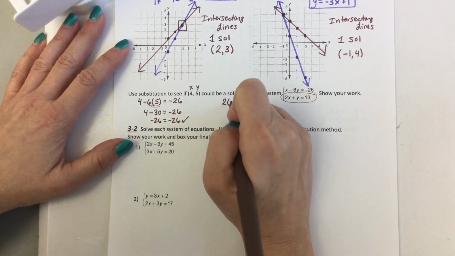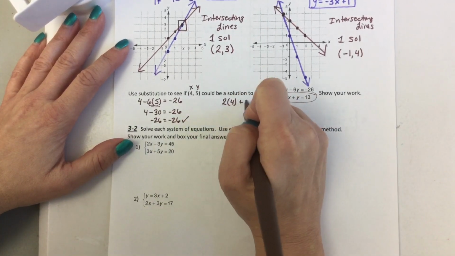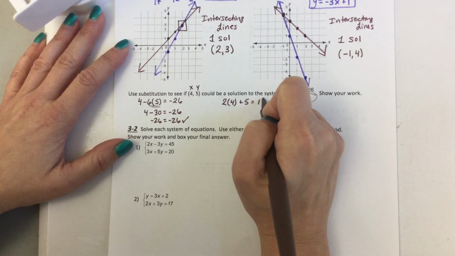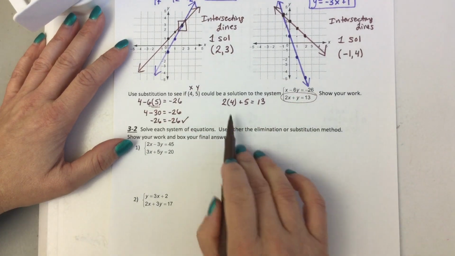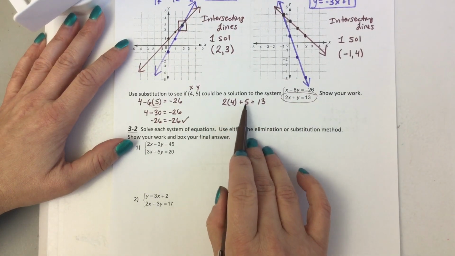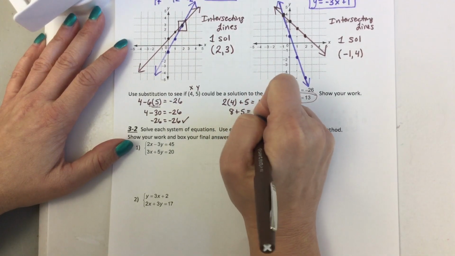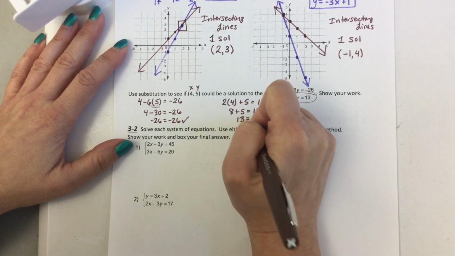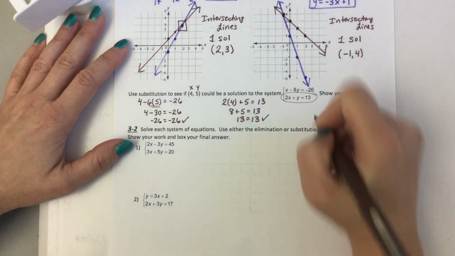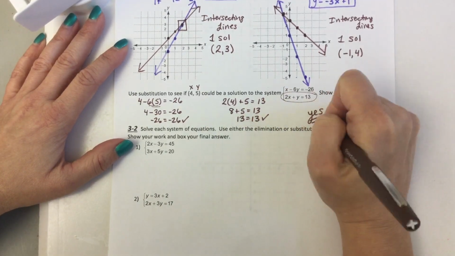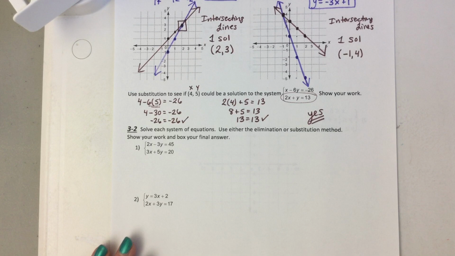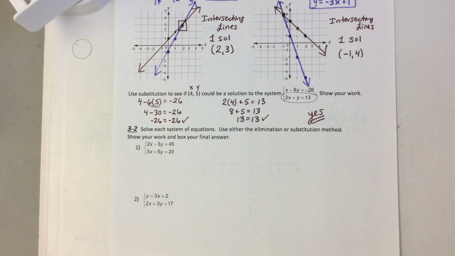2 times x is a 4 plus y is a 5. That would have to equal 13. Order of operations, we multiply before we add. 2 times 4 is 8. 8 plus 5 is 13. 13 equals 13. It checks. If they both work, it's yes. If one of them does not work or neither of them work, it is no. The only way that you can say that it is a solution is if it works in both equations.